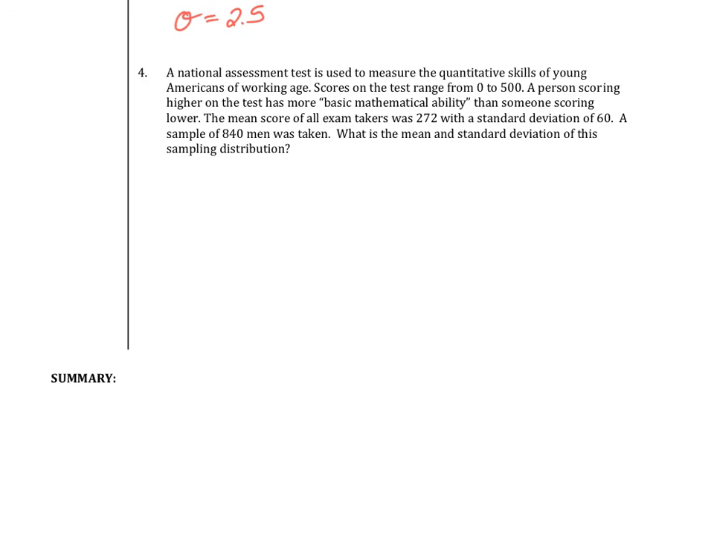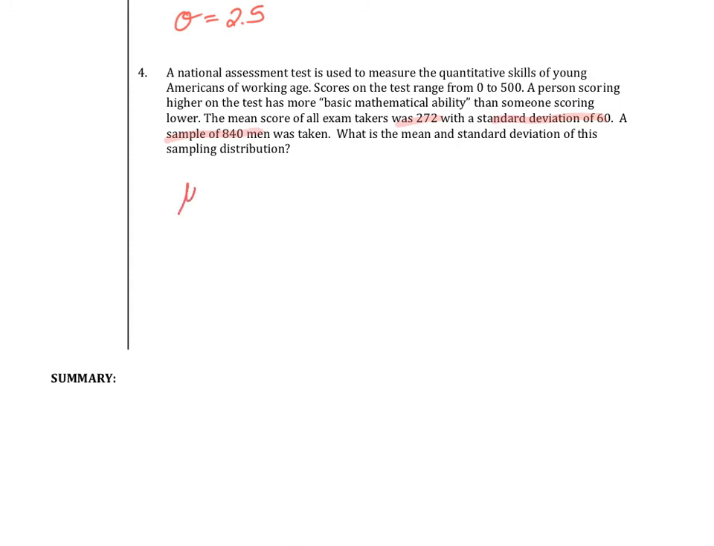Okay, and then number 4: a national assessment test is used to measure the quantitative skills of young Americans of working age. Scores in the test range from 0 to 500. A person scoring higher on the test has more basic mathematical ability than someone scoring lower. The mean score of all exam takers is 272, and the standard deviation for all exam takers is 60. They're saying a sample of 840 men was taken. What is the mean and standard deviation of this sampling distribution?